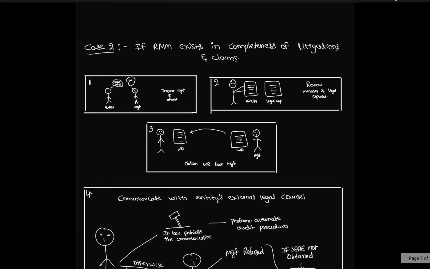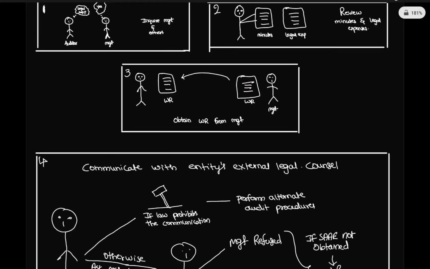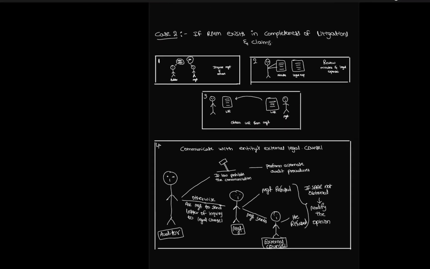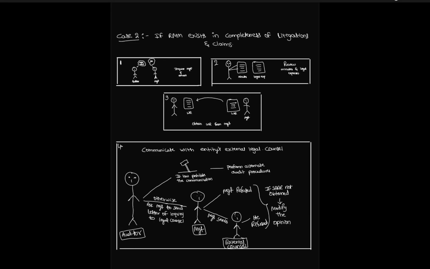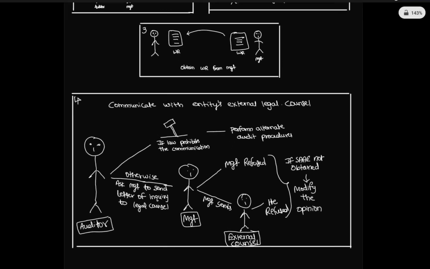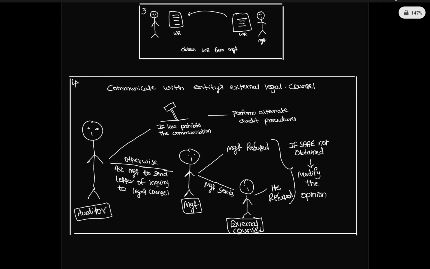So next, if a risk of material misstatement exists in completeness of litigations and claims, then what the auditor has to do is the same thing: first he has to inquire of management and others, and he has to review the minutes and legal expenses as usual, and then he also obtains a written representation from management. So these three things are common whether RMM exists or does not exist. And the final thing is the auditor has to communicate with the entity's legal counsel.